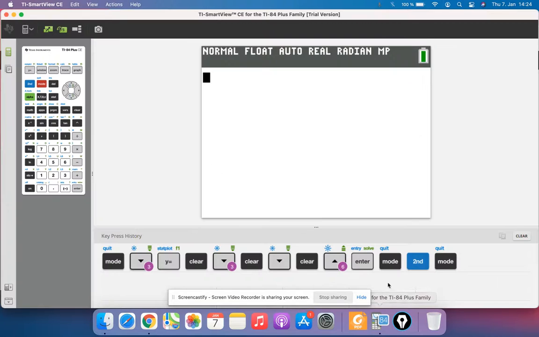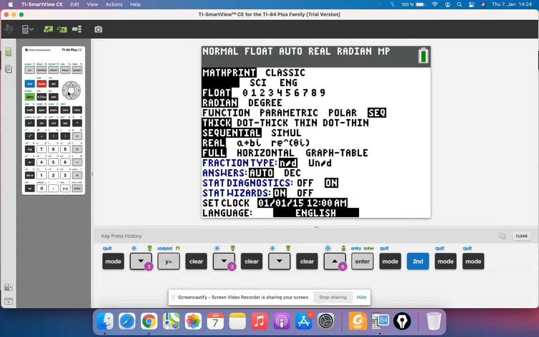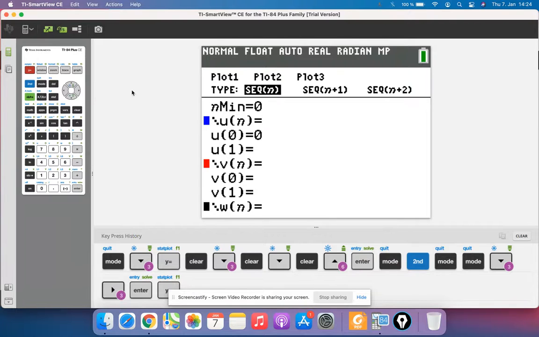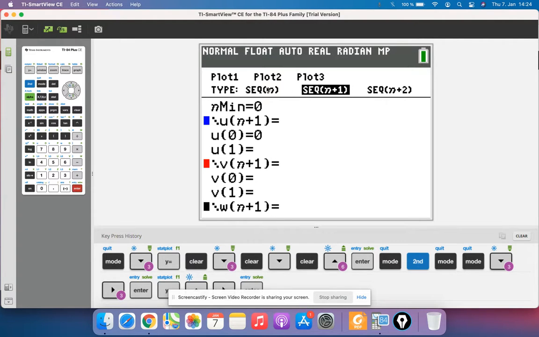So the first thing you have to do is go to the mode and change from function mode to sequence mode. And then when you go to y equals, the whole screen is different now. And then we have to go up and do the sequence n plus 1. And unfortunately on the other calculators, they don't have this type up at the top. So you're not going to be able to do this on the TI-84 that isn't this version. And so that's going to be a pretty tedious calculation for you then. But you just have to use the formula.